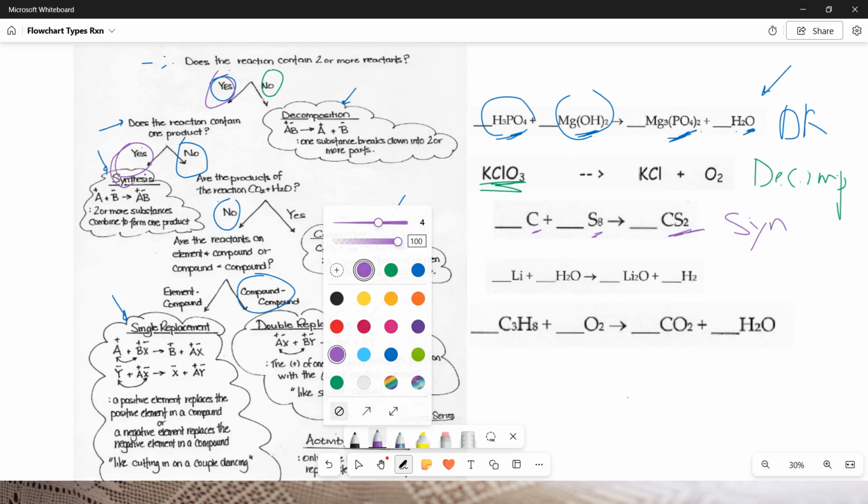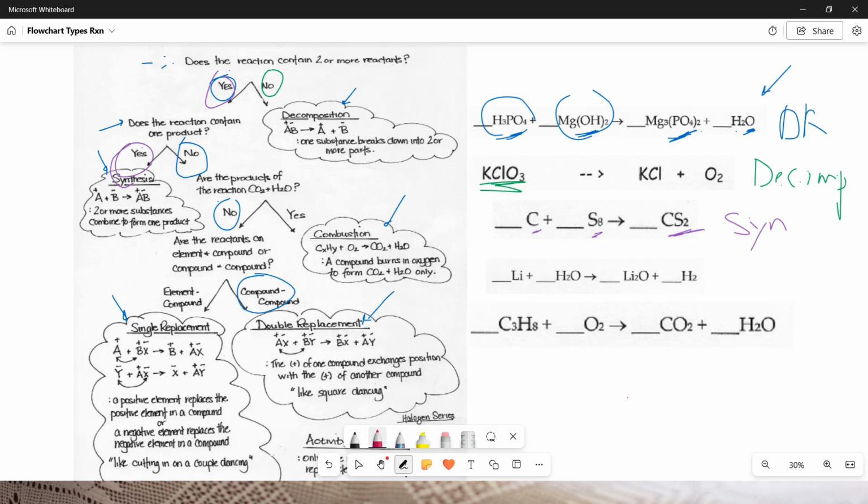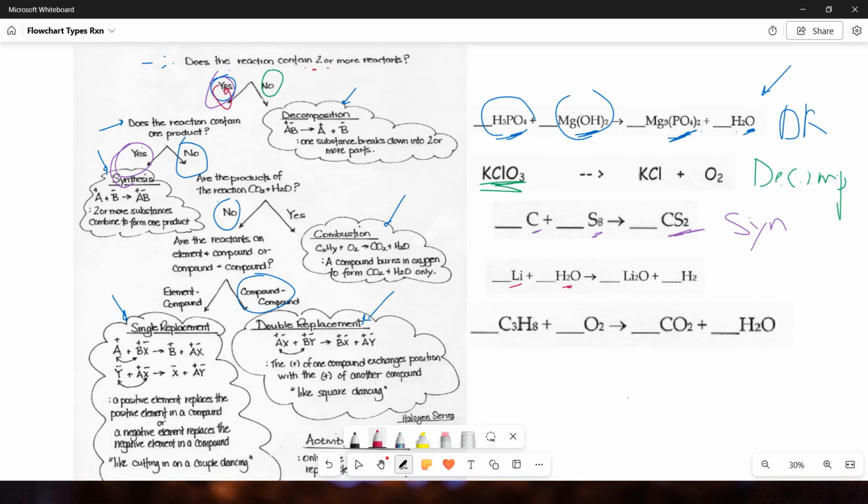Looking at our next example, it has 2 reactants, lithium and water. So we say yes. Does the reaction contain 1 product? No, there are 2 products, so we say no. The next question, are the products of the reaction CO2 and water? No, we have hydrogen gas and lithium oxide. So the next question is, are the reactants an element and a compound or a compound and a compound? Well, we have an element, lithium, and a compound, water. So this is a single replacement reaction.